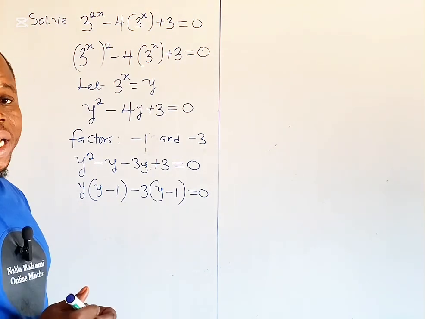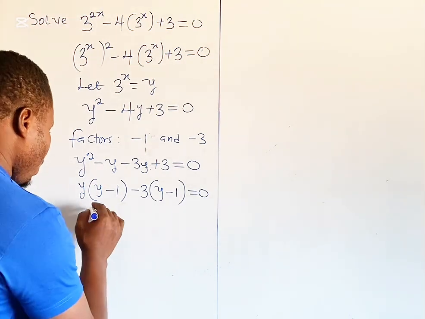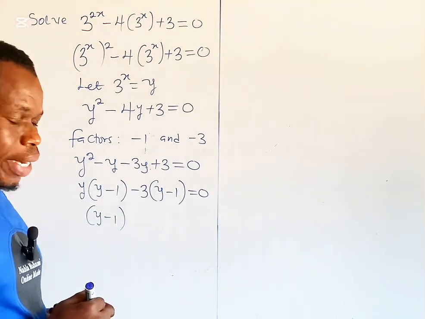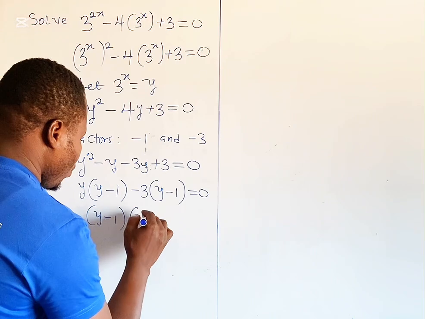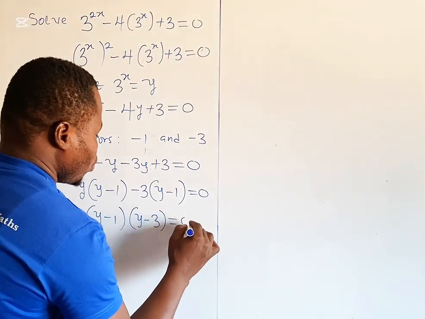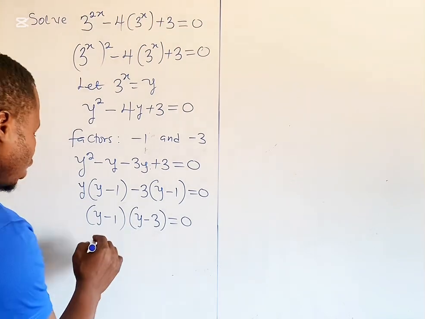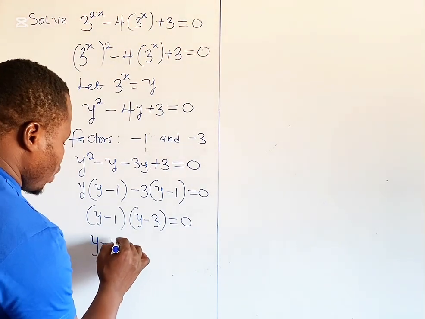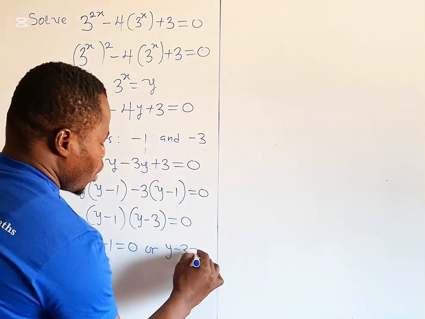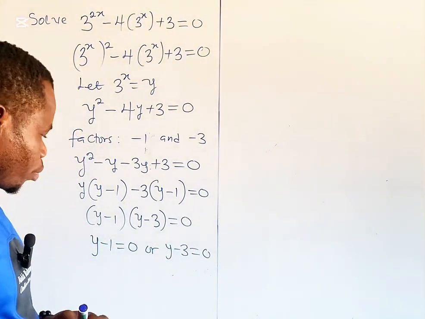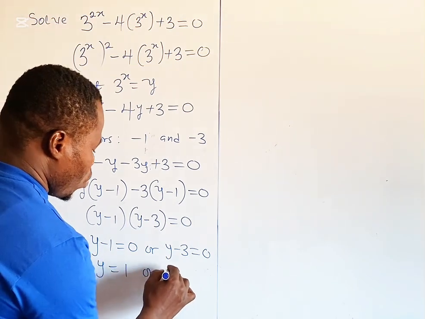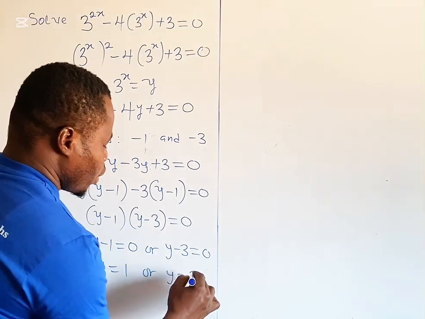Those in the brackets, they are the same, so I'll pick one of them. That is y minus 1. And then take those outside the bracket, and this one will be y minus 3. Everything is equal to 0. I can now split them by saying y minus 1 is equal to 0, or y minus 3 is equal to 0. To solve for y, y will be equal to 1, or y will be equal to 3.